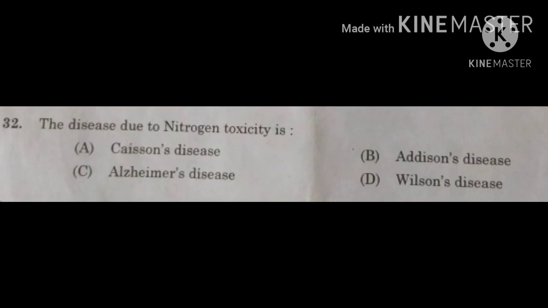Okay, I think we missed question number 32, so I am discussing question number 32 after question number 33. The question is: the disease due to nitrogen toxicity is option A, Caisson's disease, option B, Addison's disease, option C, Alzheimer's disease, and the last option is Wilson's disease.